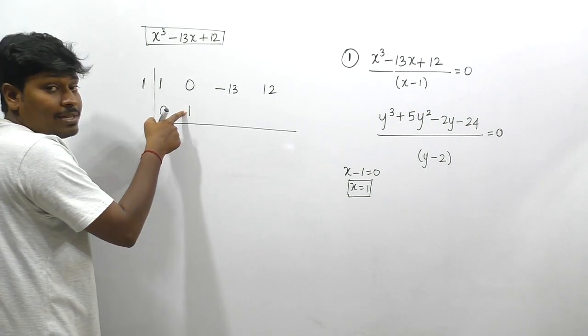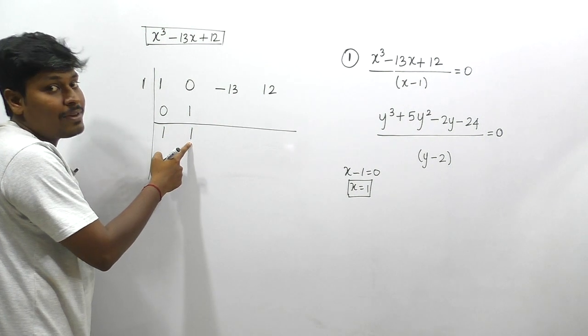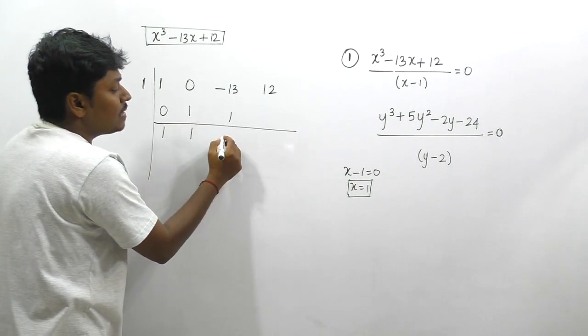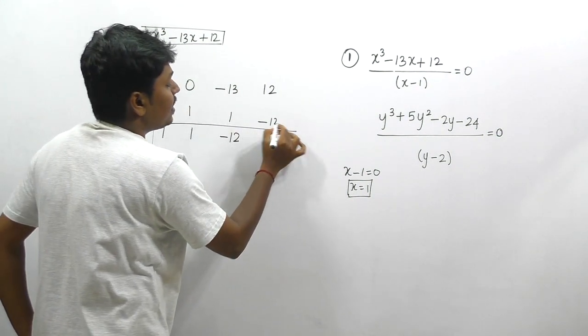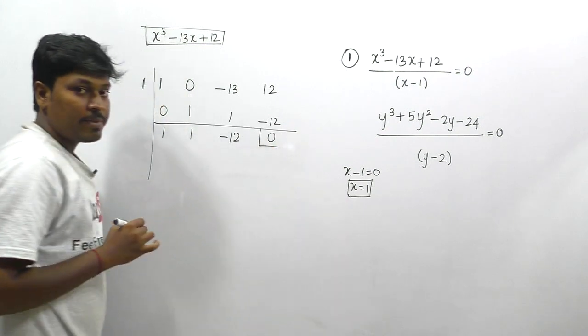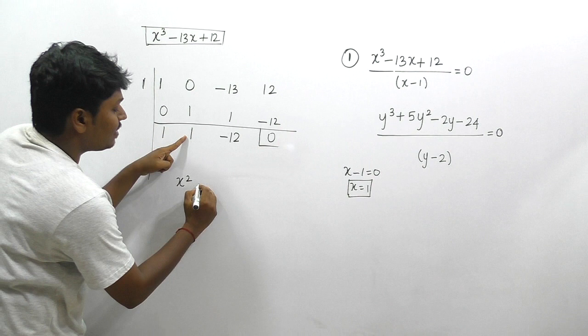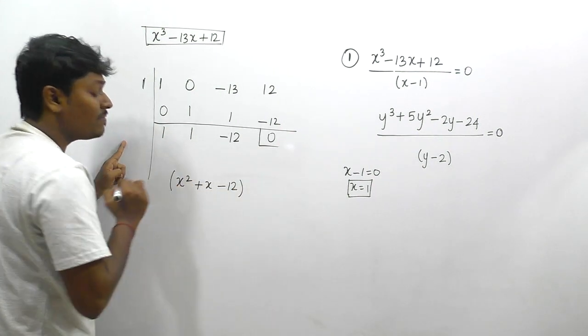1. When 1 comes here, we need to add 1 plus 0, that is 1. When the number comes to the denominator, we need to multiply 1 into 1, that is 1. So minus 13 plus 1, the resultant will be minus 12. So minus 12 into 1, that is minus 12. Now the last term will be 0. So now I can say that this is x square, and here it is x, and here it is minus 12. So this is the denominator part which we obtained.